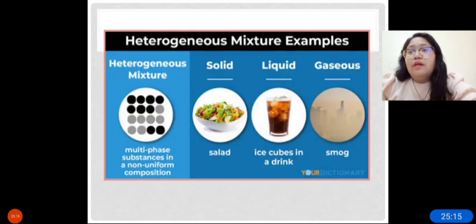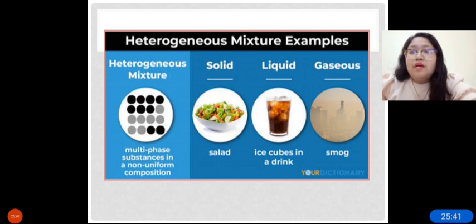An example of heterogeneous mixture, in the case of solid, is a salad. Look at the picture of the salad. Can we distinguish the different parts that make up the salad? Yes, we can see a cucumber, lettuce, carrots, and so on. For as long as we can distinguish the parts, that is an example of heterogeneous mixtures.